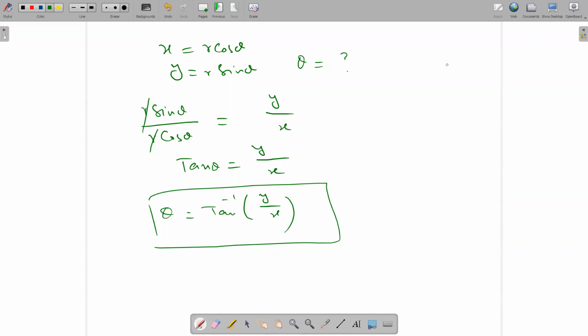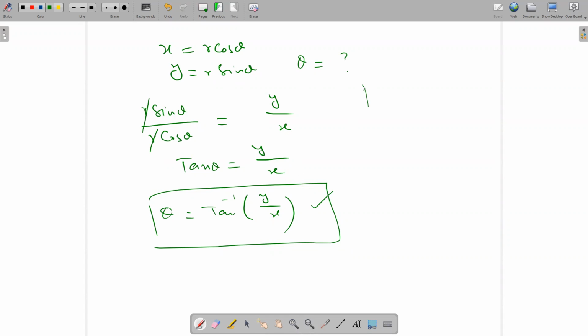Doctor, can we use the formula directly? Directly, you mean this one? Yes, without the proof. Yes, without the proof. This is not a very big proof. This is just for your understanding.